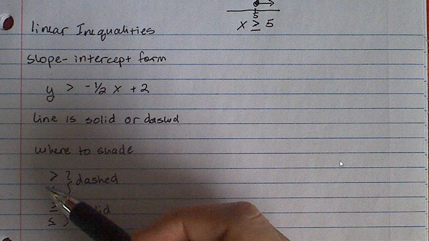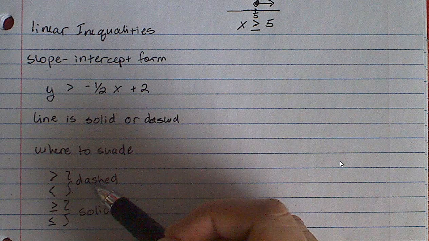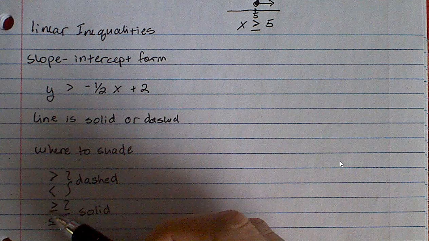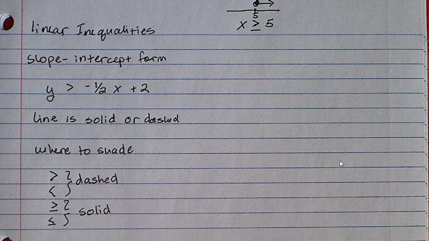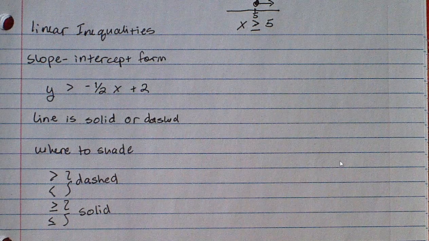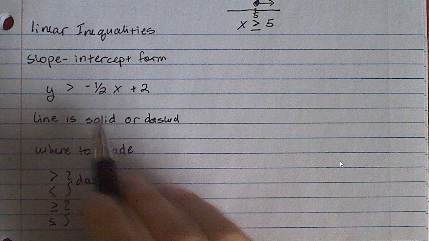This is similar to that. If it's greater than or less than, the line that we're going to make is going to need to be dashed. And if it's greater than or equal to, less than or equal to, the line we're going to make is going to need to be solid. Okay. Yep. Now, let's talk about where to shade here.